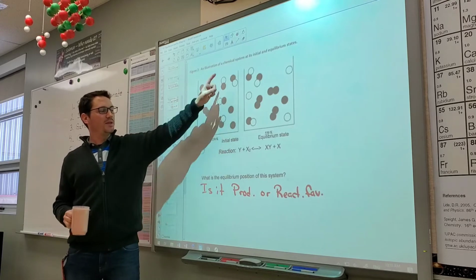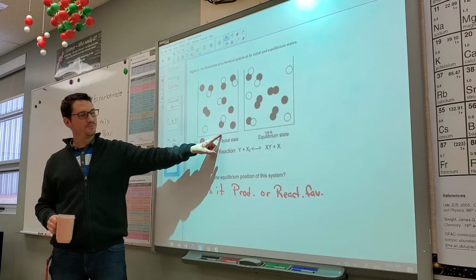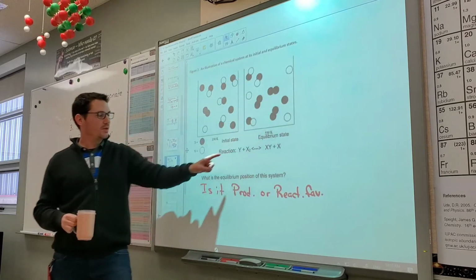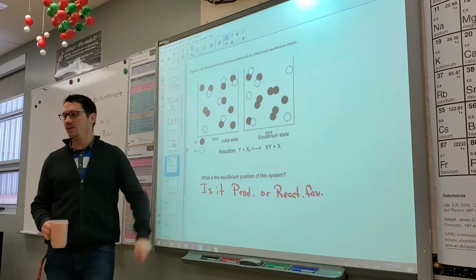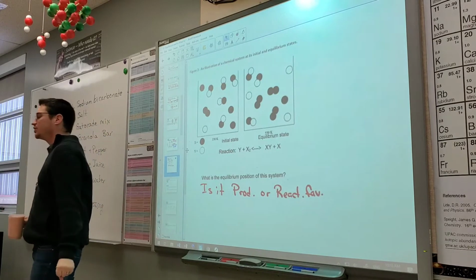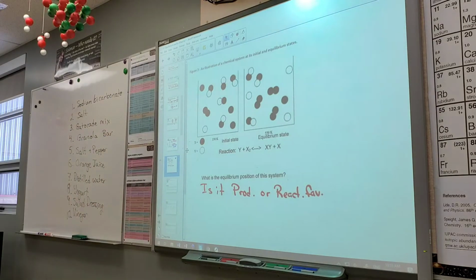The cup at the beginning is the initial state. The cup at the end is the equilibrium state. They give you the reaction down here, and they give you what X and Y look like. So you and a partner take 2 or 3 minutes to think about this, discuss it. If you want to count up some things, go ahead and count them up.